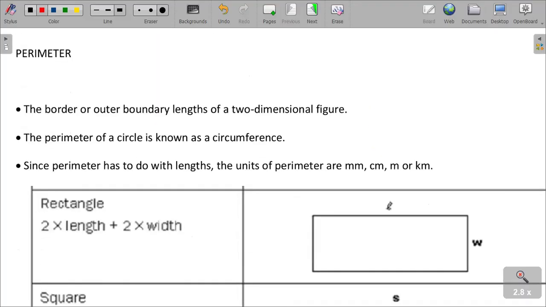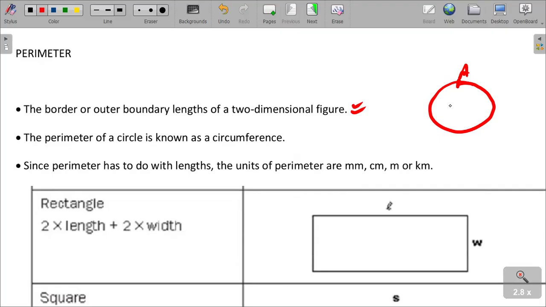So perimeter: we are talking about the border or outer boundary length of a two-dimensional figure or shape. The perimeter of a circle, for example, is its circumference. To say the perimeter of a circle, we are talking about going from point A right round until we come back to point A again. So the total circumference of a circle is its perimeter.